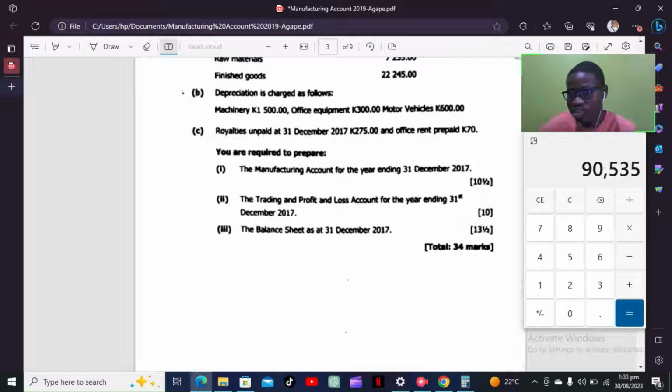Then this production cost, we're going to use in our trading profit and loss to find our net profit or net loss. Then from there, we're going to calculate our balance sheet. The manufacturing account is separate from the business. It's simply where you produce your goods. Here we're simply calculating the cost of manufacturing this good. We found that the cost of manufacturing these toys, Jekatwishi's toys, was 90,535 kwacha. That was the cost of production.